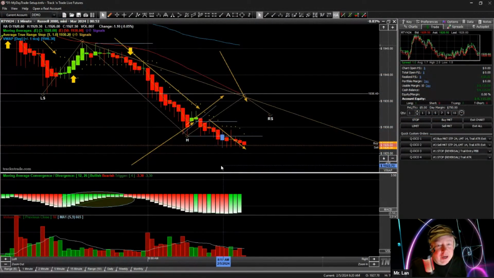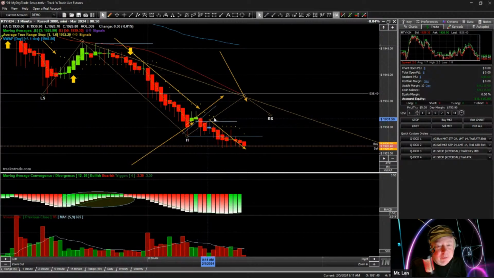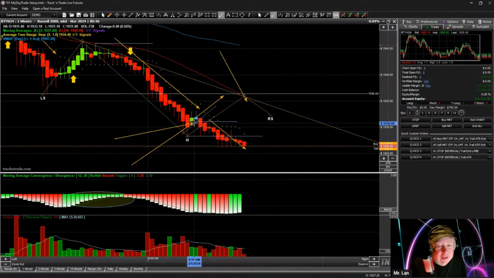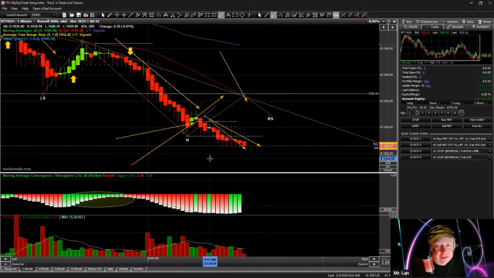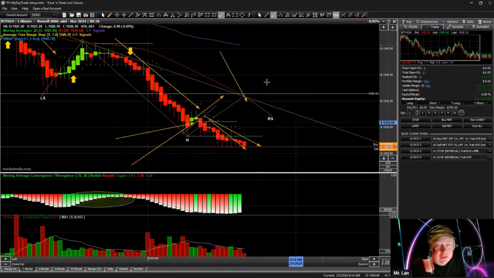Okay, we're in the third drive. Look, we could have taken our short position, and we'd have been in good shape if we'd taken that sell signal right there. We'd still be riding this C drive down. So we didn't get the little reversal right there.